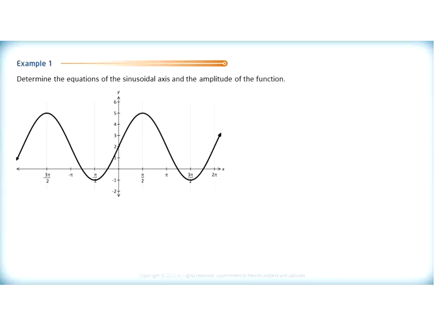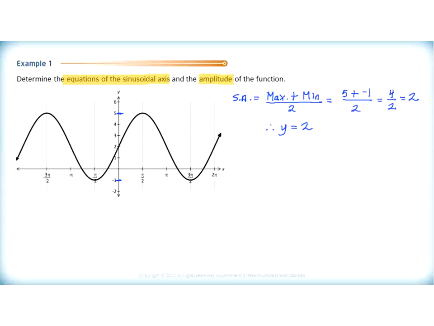Here we are asked to determine the equation of the sinusoidal axis and the amplitude of the function. So we can use our formula here. The equation of the sinusoidal axis is equal to the maximum value of the function plus the minimum value of the function, divided by 2. In this case, the maximum value of the function is 5, plus the minimum value of the function is -1, divided by 2, so we have 4 over 2, which is equal to 2. So the equation of your sinusoidal axis is y equals 2.